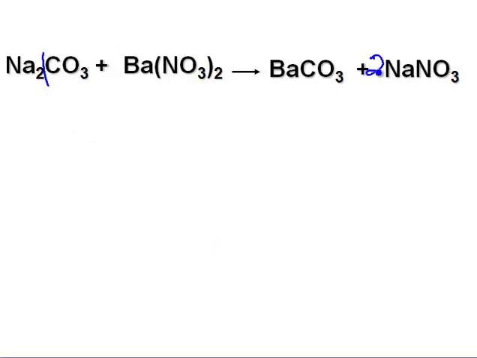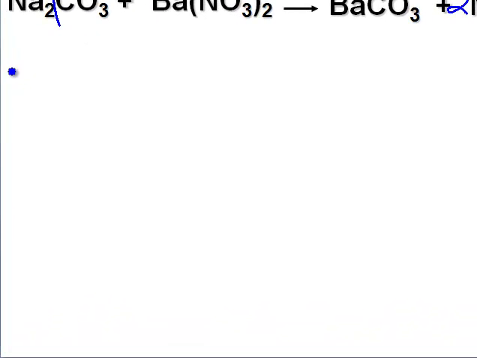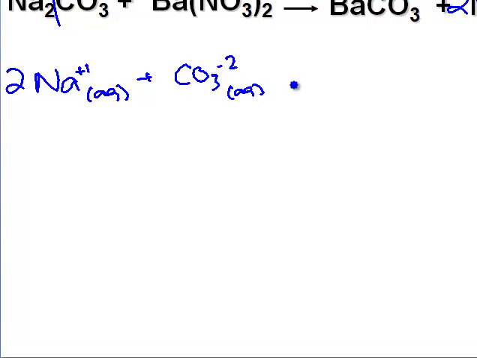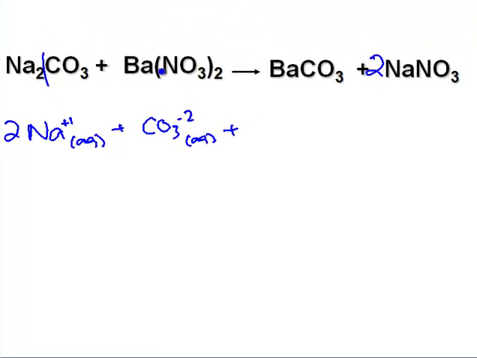It's not. Let's put a 2 there. Give me 2 sodiums, 2 sodium. Okay, it's all ready to go. So I write 2 Na positive 1 aqueous. How do I know it's aqueous? Because we started off with aqueous solutions. Plus CO3 minus 2 aqueous plus, this is aqueous 2. Remember I told you we had 2 aqueous solutions. Ba plus 2 aqueous plus 2NO3 minus 1 aqueous.